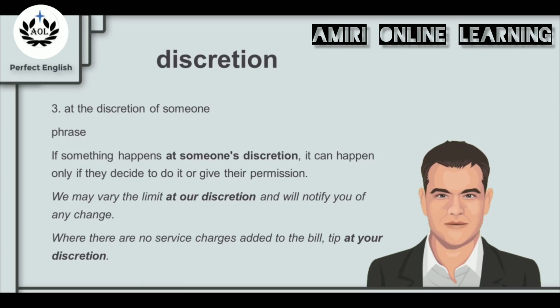For example, we may vary the limit at our discretion and will notify you of any change. We don't need to ask you before we do that. We have the right to choose and we will do it. And we're talking here about varying the limit of whatever that might be.